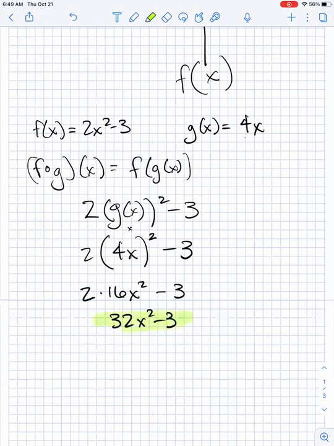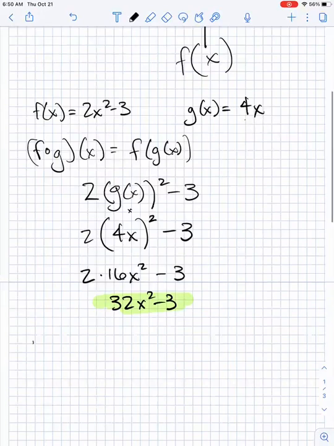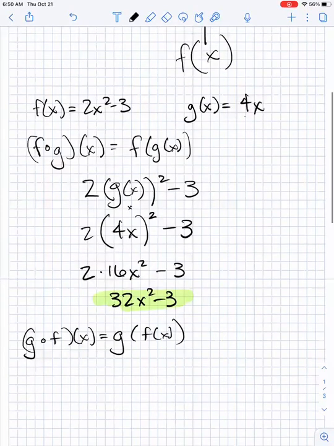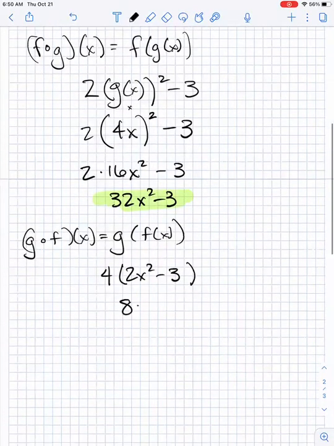Now, composition of functions is not commutative, meaning you can't switch it around. So f of g of x is not going to be the same as g of f of x. Again, if you write it this way, you can easily see what the input's going to be. Following our same procedure, now I take the g of x function for x and plug in 2x squared minus 3. And you can see what we're going to get is 8x squared minus 12. So these guys are not the same.